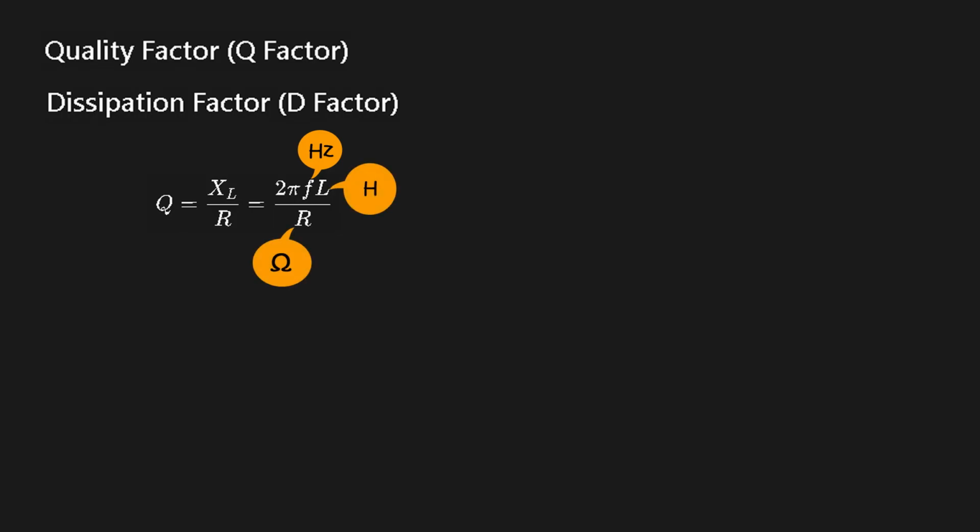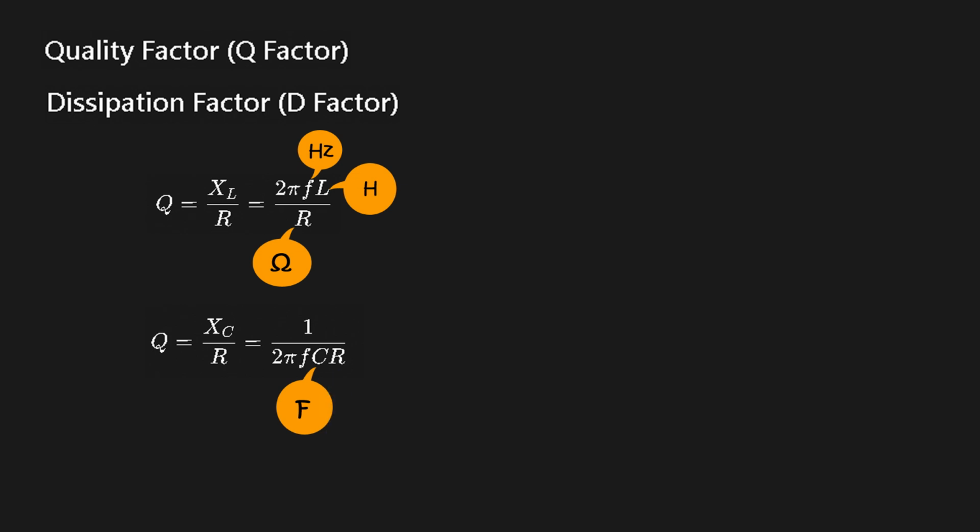For a capacitor, the quality factor is given as Q equals X sub C divided by R, or in expanded form, Q equals 1 divided by 2 pi FCR. Here, C is the capacitance in farads.